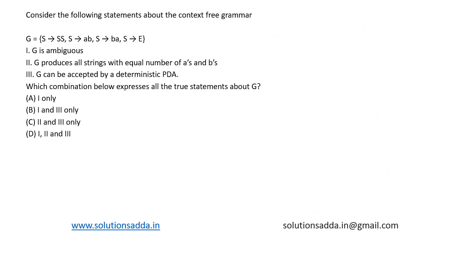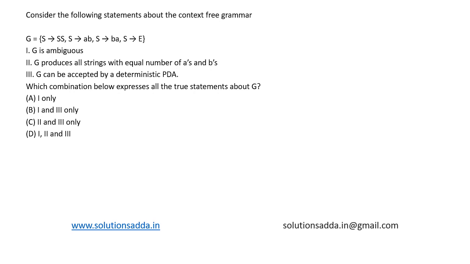This is a question from theory of computation. Consider the following statements about the context-free grammar. We are given a grammar G and 3 points are given. G is ambiguous. G produces all strings with equal number of A's and B's. G can be accepted by a deterministic pushdown automata. Which combination below expresses all the true statements about G? And 4 options are given.